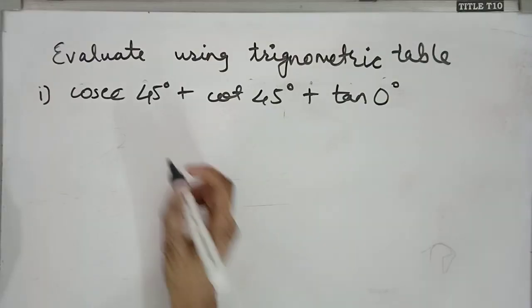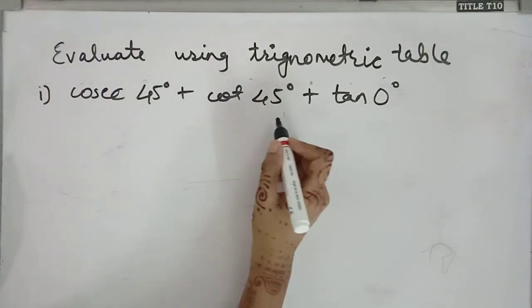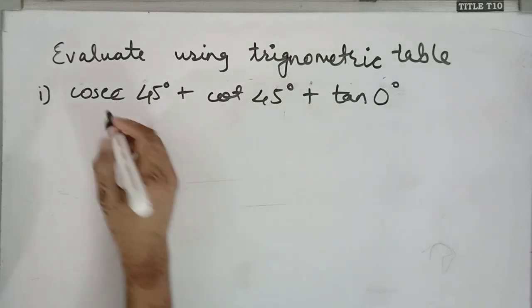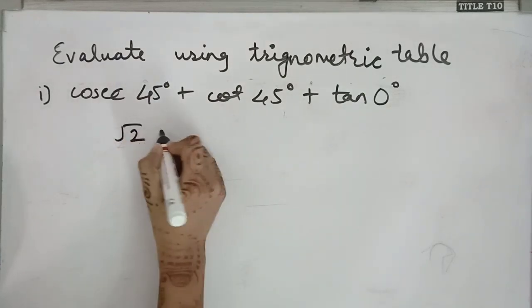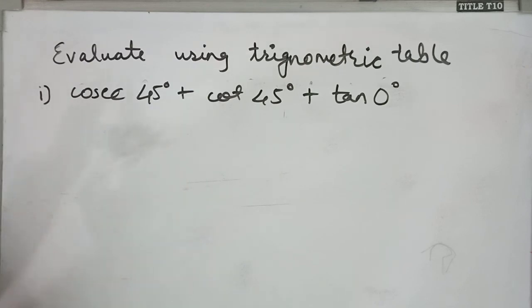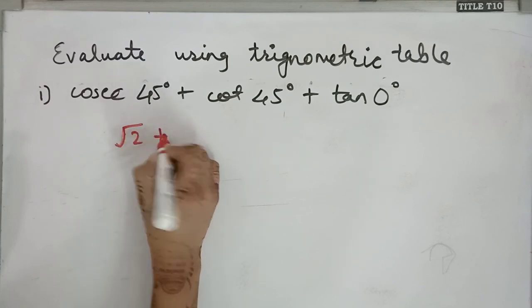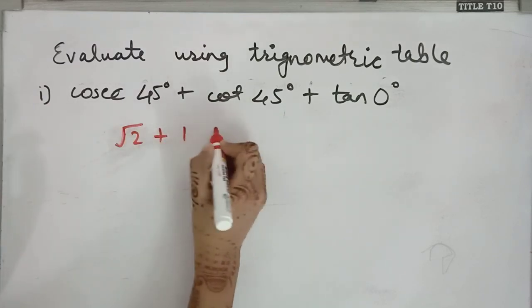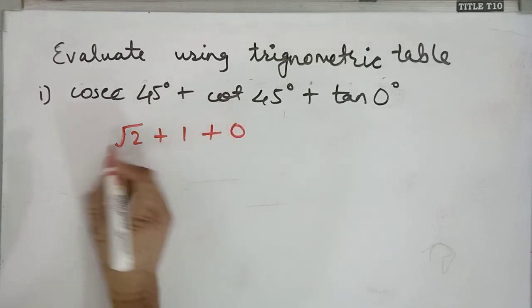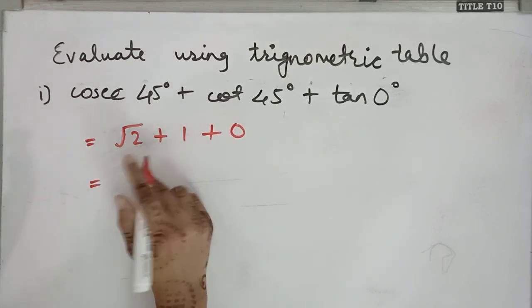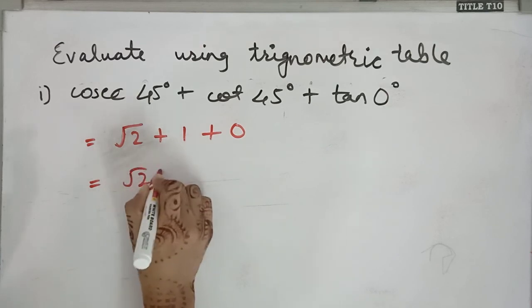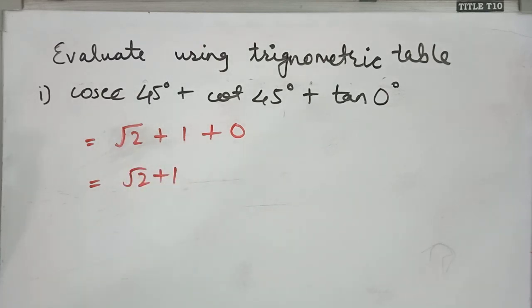Now let's see another example. Cosec 45 plus cot 45 plus tan 0. Now the value of cosec 45 is root 2, plus cot 45 is 1, plus 0. Refer to the table while solving the problems. So this will be root 2 plus 1. These examples are so simple. Just by using the trigonometric table, you can find the values easily.